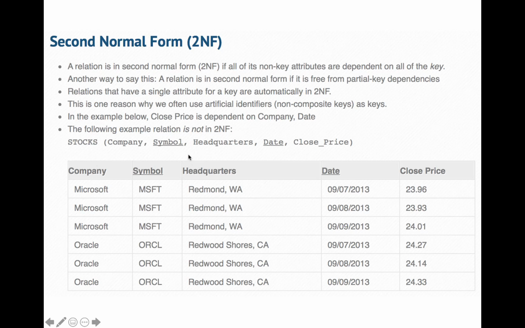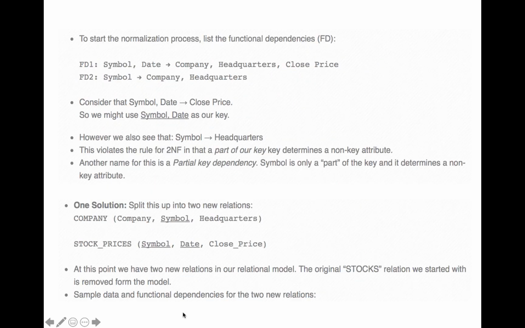So for example, here we say that the close price in this company stocks database is dependent on company and date. So the following example relation is not in second normal form. We're saying that it's not in second normal form because close price depends on date and company, and this is not allowed. So let's see how we're going to see the partial dependency and how we're going to actually fix that.